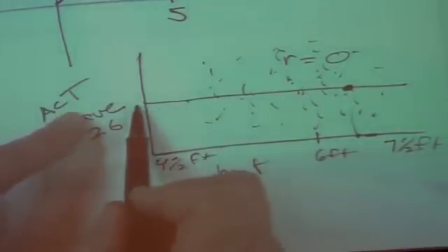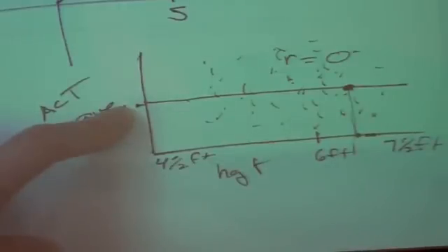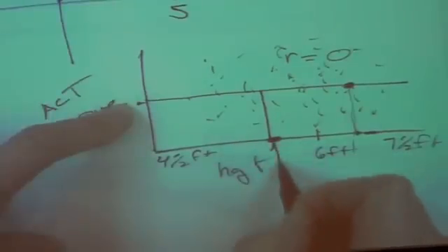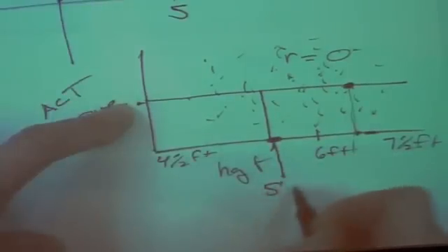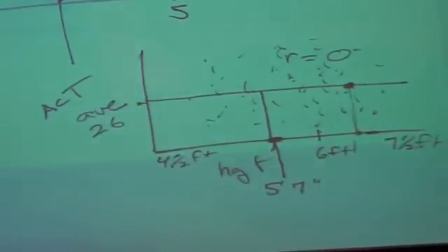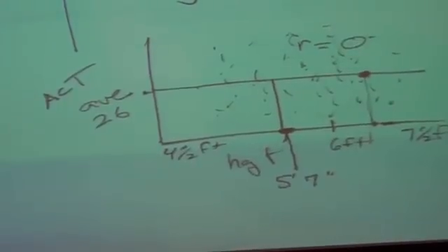But now I say, what if I tell you somebody's score is 26 and you have to predict their height? Would you predict they're 6'6"? No, what would you predict? The average height, which probably is about 5'7". Because it's some mixture of that. It's some mixture between the average and a perfect correlation when there's a positive correlation.